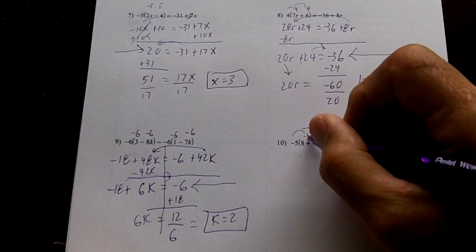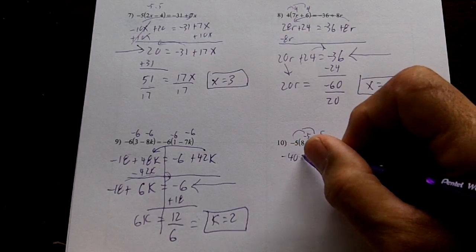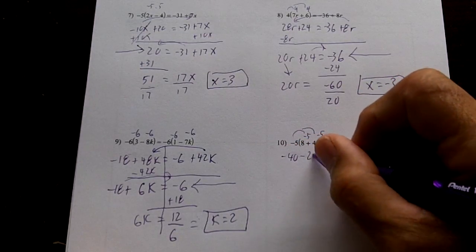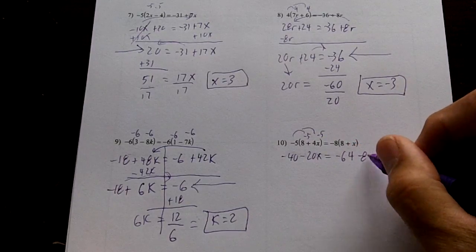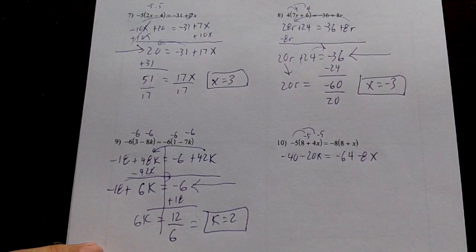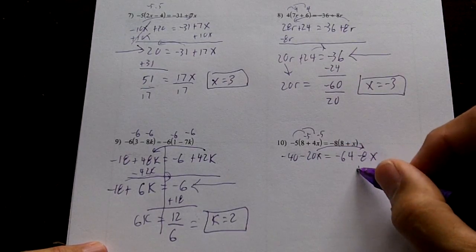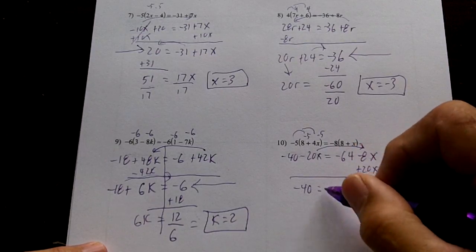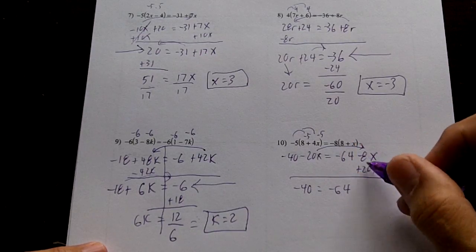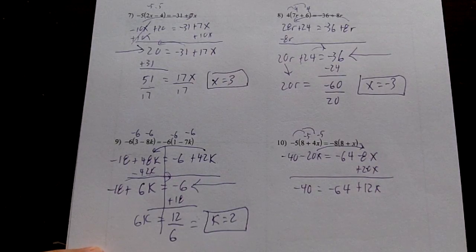Take the negative 5, move it across. Negative 5 times 8 is negative 40. Negative 5 times 4 is negative 20x equals negative 64 minus 8x. The negative 20 is smaller than the negative 8, so we're going to move the negative 20 to the right. Negative 40 equals negative 64 plus 12x, right? Negative 8 plus 20 is a positive 12.